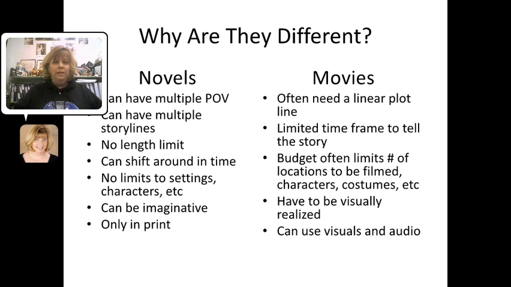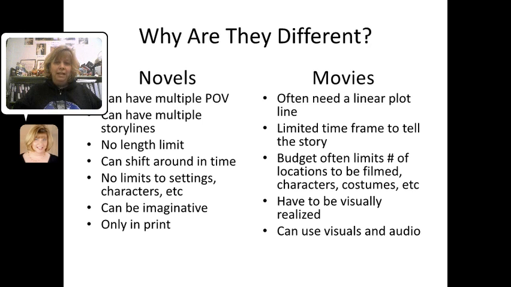A novel can shift around in time. It can start off in a very contemporary setting and move to the past. It can time travel to the future, and within one book, a multiple number of years can be covered. And there's no real limits to how many settings or characters you put into a novel. Your character could visit a different place of the world or a different imaginary world in every chapter. A novel can be imaginative. It doesn't have to stick to the reality of this contemporary world. And obviously a novel is available in print. It's something that you read the words in some format, whether it's in a textbook or even an ebook, but you're still reading words and translating that into your brain.